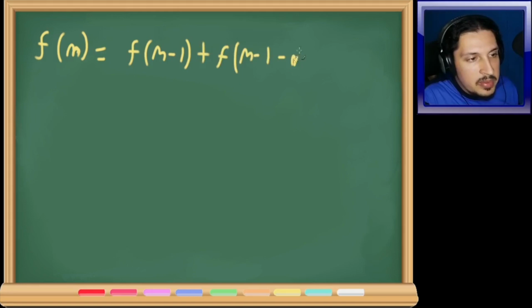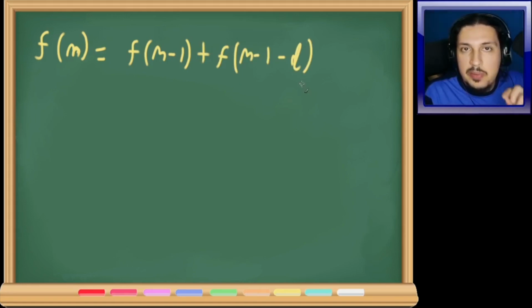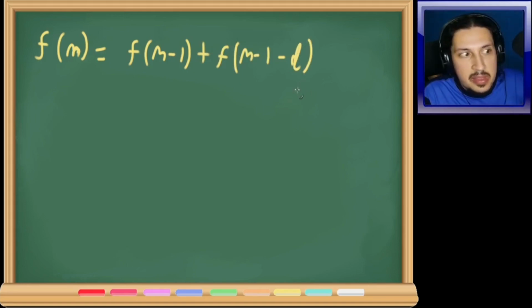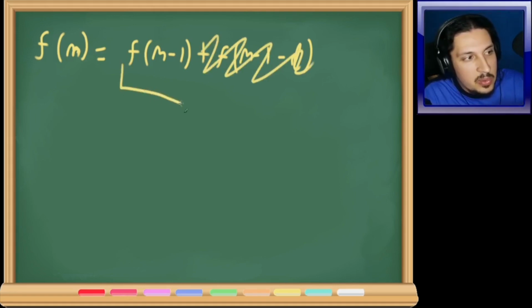Now we have the same idea, but now a vertex of degree 0 is a great test case. Basically, we remove this and just go to f of n minus 1.